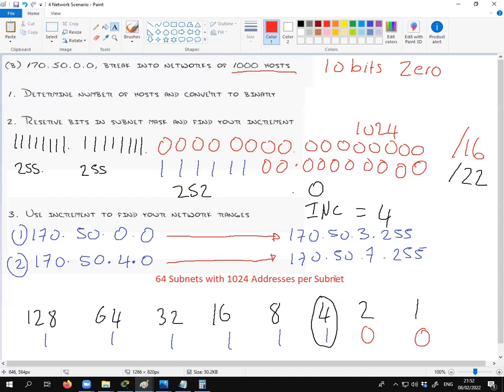That's a confusing one. But the steps haven't really changed though. What you need to be careful of here is where the increment is. The increment is 4, but it's 4 in the third octet. Which means we've got many more addresses when your increment is 4 in the third octet than you would have if it was an increment of 4 in the fourth octet. Does that make sense?